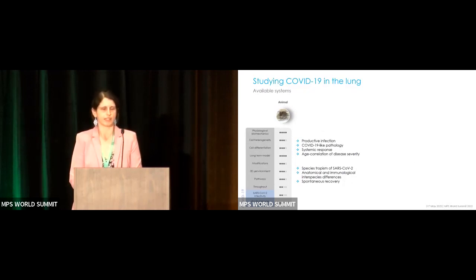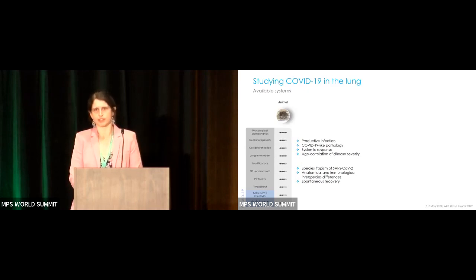In the context of COVID-19, they are also suitable to some extent, so they can recapitulate the full complexity, and they also develop COVID-like symptoms, such as age correlation with disease severity. And of course, then we also have the systemic response that is best to be modeled in animal models.